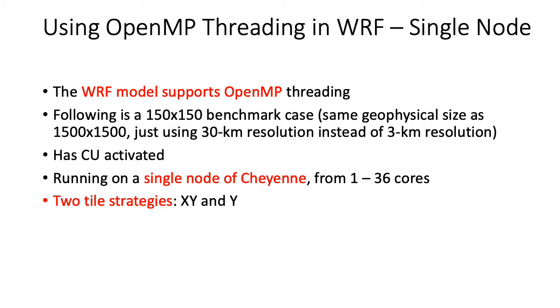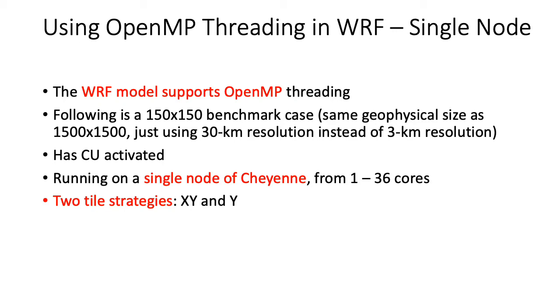To look only at the performance benefits of OpenMP, we have to modify the test case a little bit. So it's the same geophysical area, most of North America. And what we've done is we simply reduce the resolution by a factor of 10. So instead of 1500 by 1500 grid cells, it's now 150 by 150 grid cells. Instead of a 3-kilometer resolution, it's now 30-kilometer resolution. Because of the change in resolution, the cumulus scheme is now activated, and the time step is 10 times as large. Otherwise, everything else is the same.